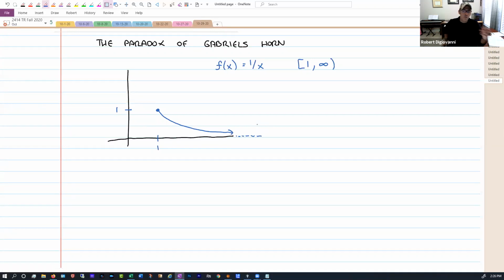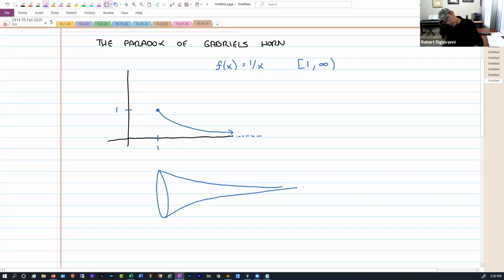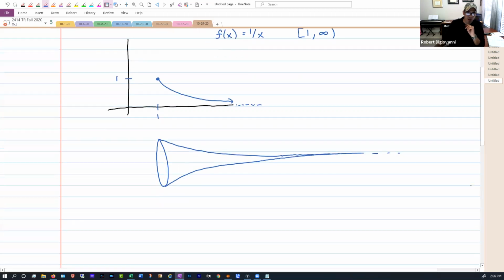Now, imagine that you wrap this around the x-axis. We haven't talked about doing anything like that before. But if you wrap it around your x-axis, you're going to get a funnel that gets smaller and smaller, but goes forever and ever. And the question is first, what is the volume of that solid?